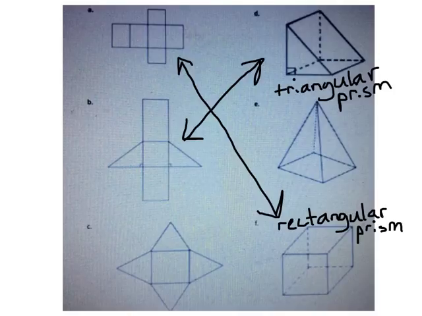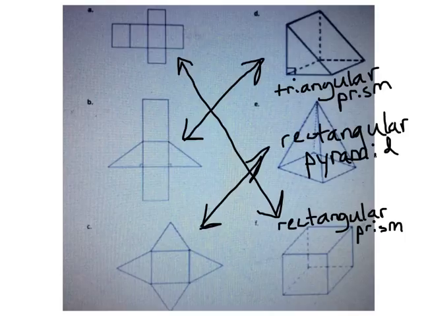Which figure matches with net C? Figure E matches with net C. What's the name for figure E? Figure E is a rectangular pyramid. It has a rectangle as its base, and the rest of its faces are triangles.